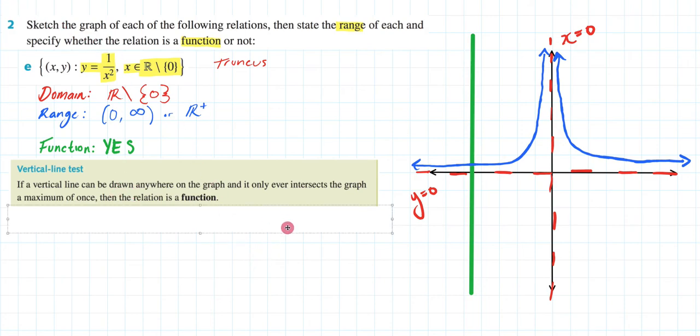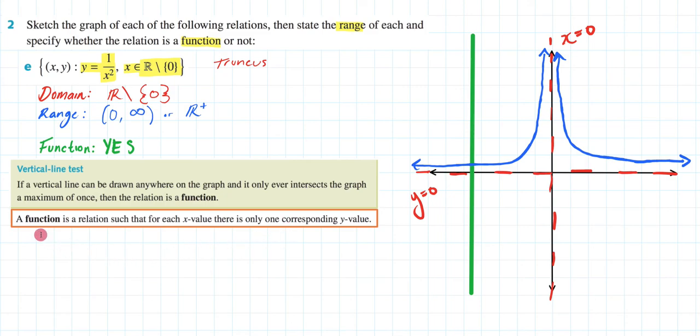And this is intimately tied to our definition of a function, which tells us a function is a relation such that for each x value, there is only one corresponding y value. So the fact that it only touches it once tells me that for each x value, there's only ever one y value.